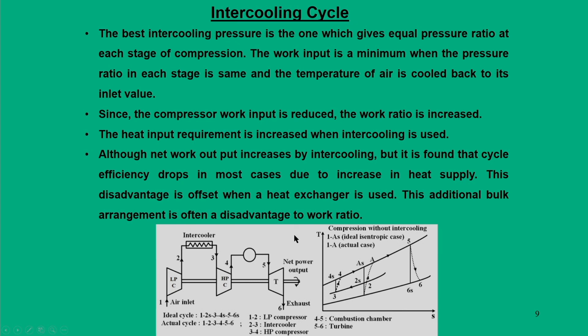Now, there are some other factors that play a role when you deal with the compressor. In the last module, we will find out that the best intercooling pressure is the one which gives an equal pressure ratio at each stage of the compression. So, the work input is a minimum when the pressure ratio at each stage is the same. If you have n number of stages, the pressure ratio in each stage should be equal. Then only we call this a perfect intercooling.